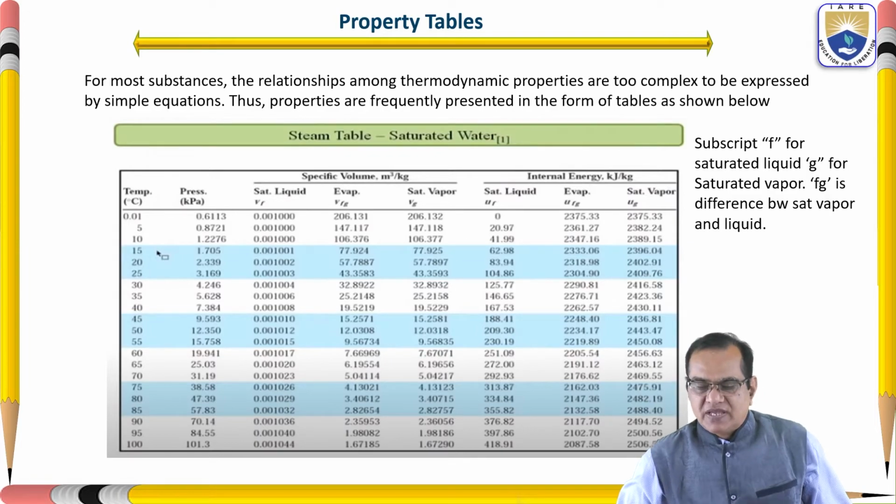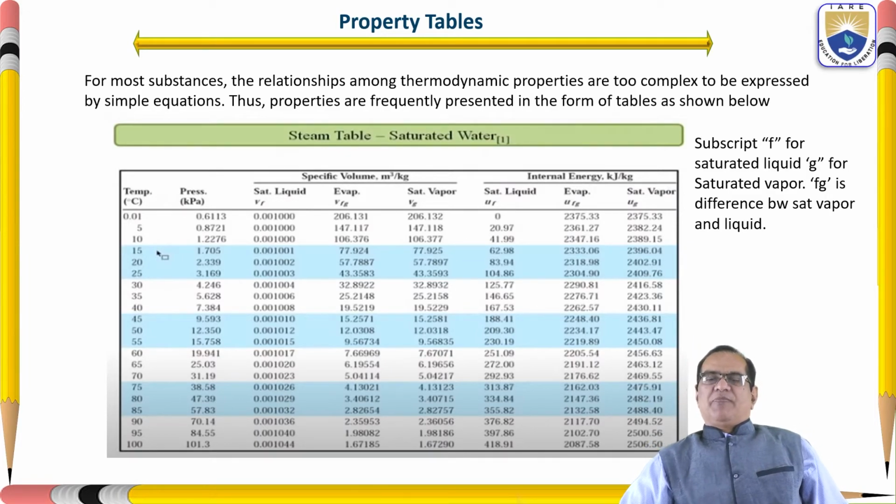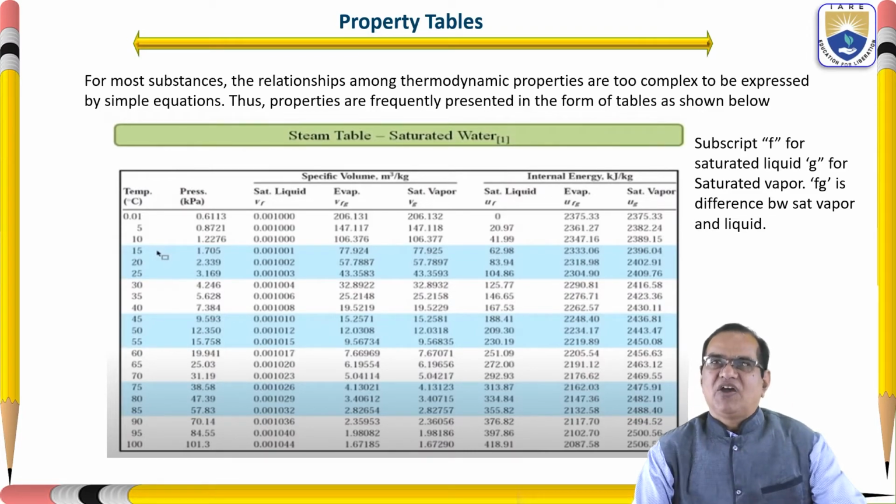Here we cannot remember all these properties, so we need to use some tables, and these tables are called the property tables. For most substances, the relationships among thermodynamic properties are too complex to be expressed by a simple equation. Thus, properties are frequently presented in the form of a table as shown below, and this is called the steam table, and I have shown it only for saturated water.